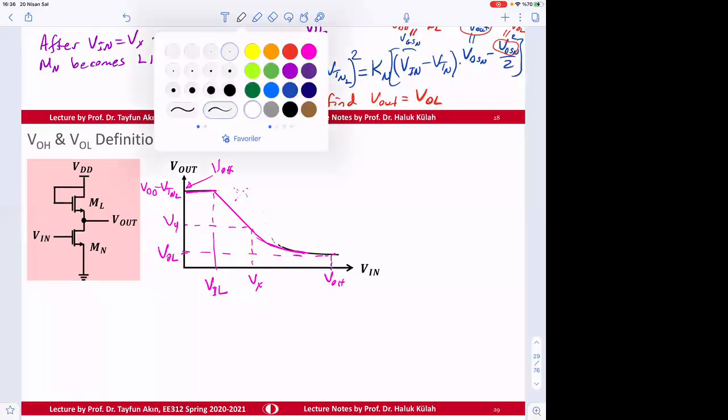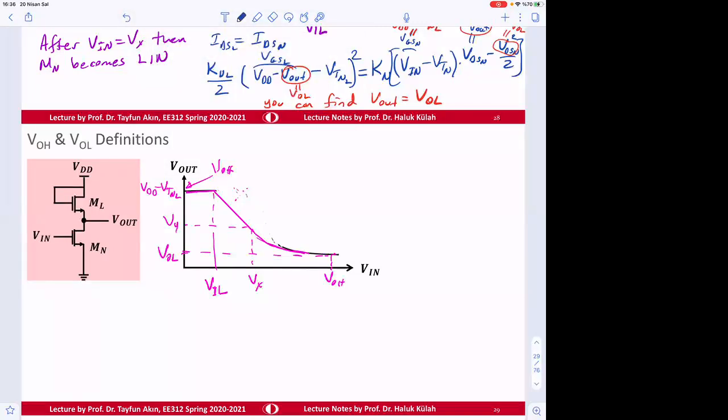And this is where the slope is -1, and this point will be the input high. And we can also calculate it in there. Input high is the point where the slope is equal to -1. Okay.